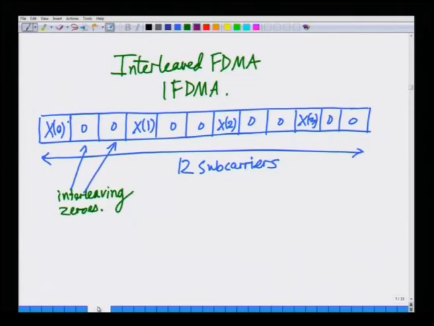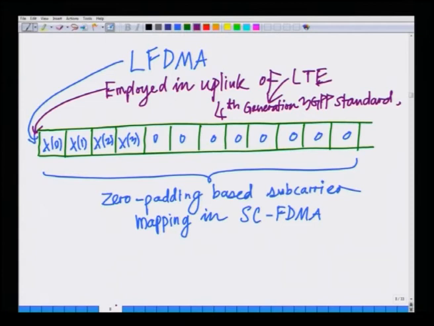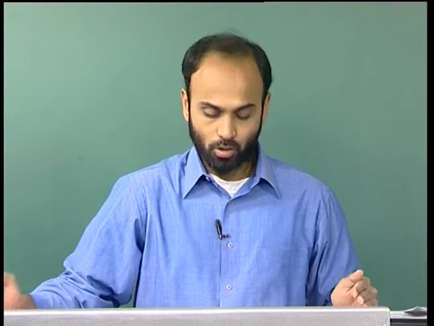Hence, there are two techniques. One is to interleave the zeros. This is termed as IFDMA. The other is to zero pad. This is termed as LFDMA. In fact, this is used in LTE, which is the 4th generation wireless communication standard. So, this brings us to the conclusion of the section on OFDM.